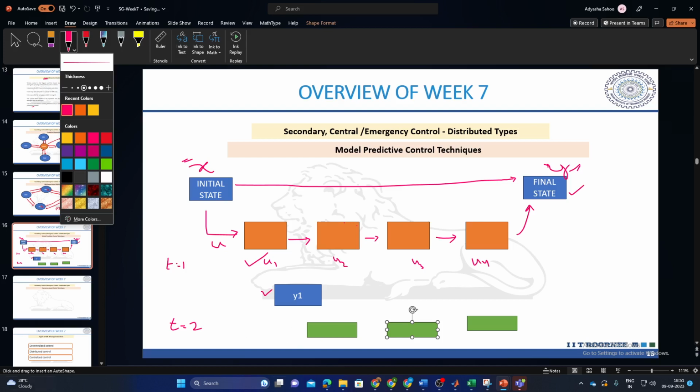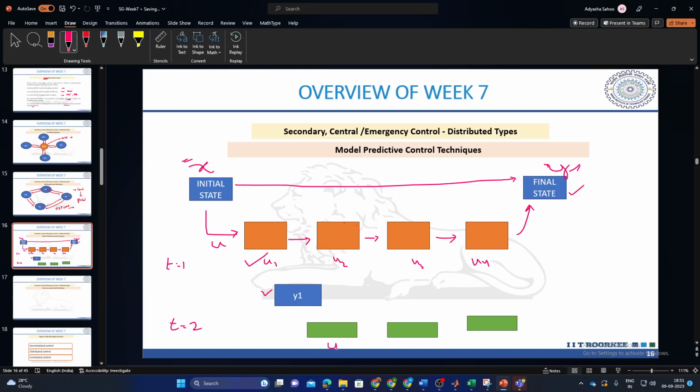So here it will give you U2 dash, which will be different from U2, U3 dash and U4 dash to reach this final state Y, and this will go on till the last t equal to 4. So at each time instant it will re-evaluate what is the state, and then it will reach the actual final state, we can say. So this is the basic idea of model predictive control, we can say.